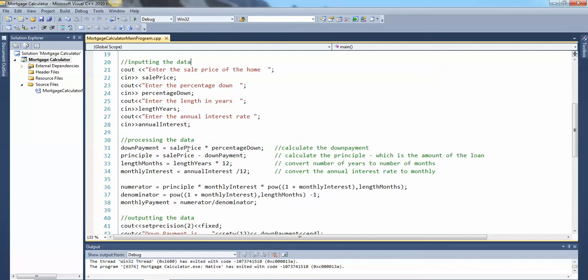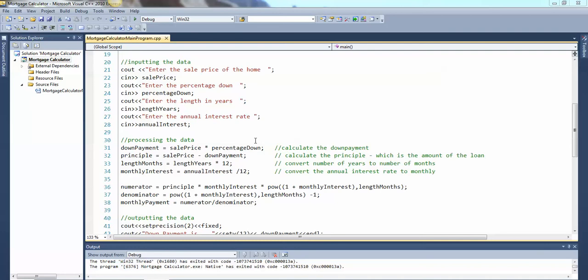The next part of the program is converting the user input to monthly data and also calculating the down payment and principal. Once the data is converted, we can use the monthly data in a formula. Wow, am I glad I broke the formula down into numerator and denominator. Otherwise, it would be a very large formula.